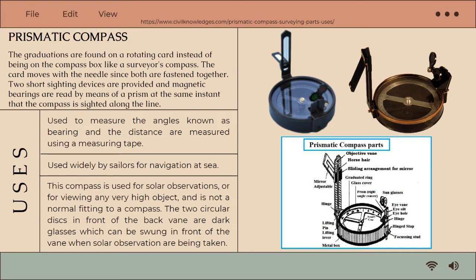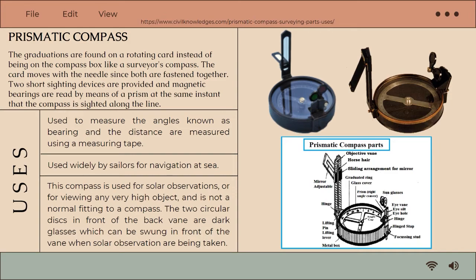Next, we have the prismatic compass. For the prismatic compass, the graduations are found on a rotating card instead of being on the compass box like a surveyor's compass. The card moves with the needle since both are fastened together. Two short sighting devices are provided and magnetic bearings are read by means of a prism at the same instant that the compass is sighted along the line. It is used to measure the angles known as bearing, and the distance is measured using a measuring tape. It is widely used by sailors for navigation at sea.